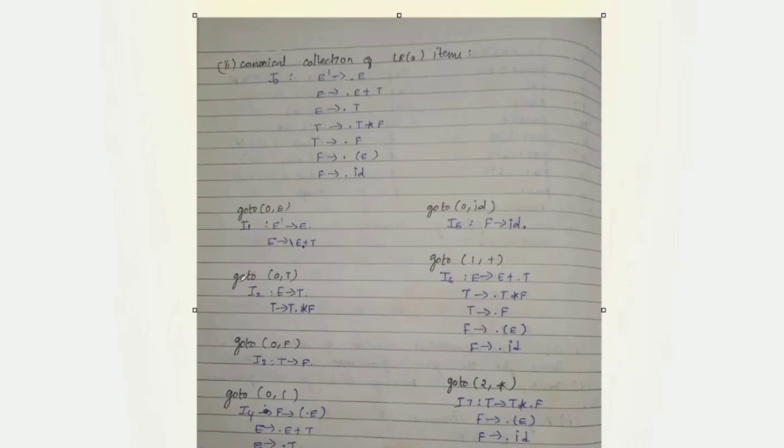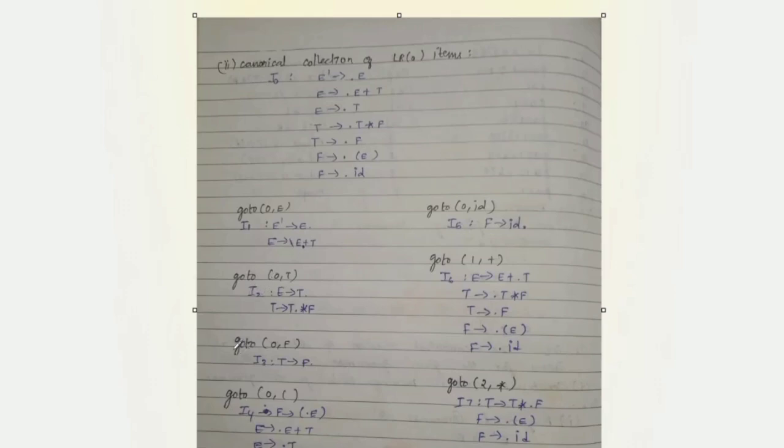Next transition, goto of item number 0. On the right hand side we have the symbol T. So E tends to T dot. Write the production E tends to T dot. The next production is T tends to T dot star F. So the entire set of productions is new. It is considered as item number 2.